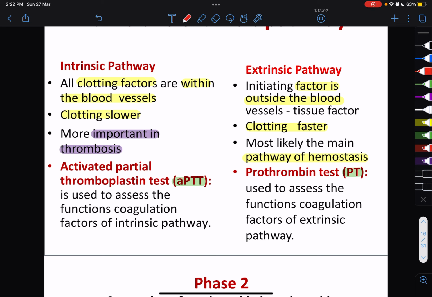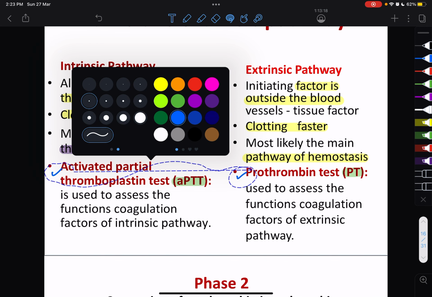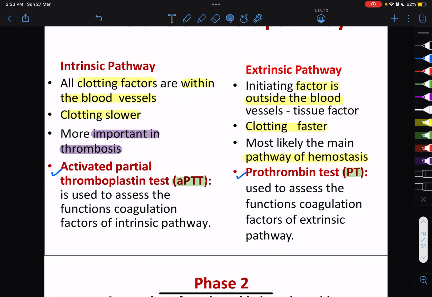And if I say the person has probably a problem in factor 12, I believe, or factor 8, I believe, and I want to check whether the pathway is working normally or not, which test should I go for? APTT, activated partial thromboplastin time. So please don't forget that. APTT for intrinsic and PT for extrinsic, right? This piece of information you will remember. It's very important for a doctor. Okay? You don't need to memorize the steps of the pathway, but these things are very important.